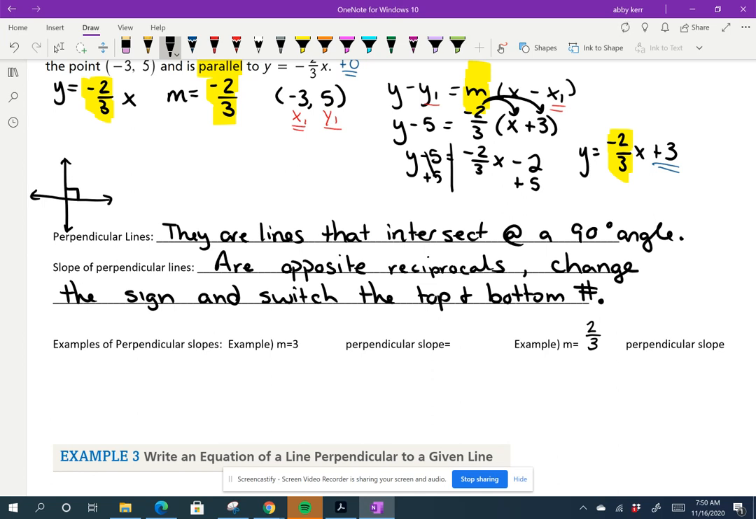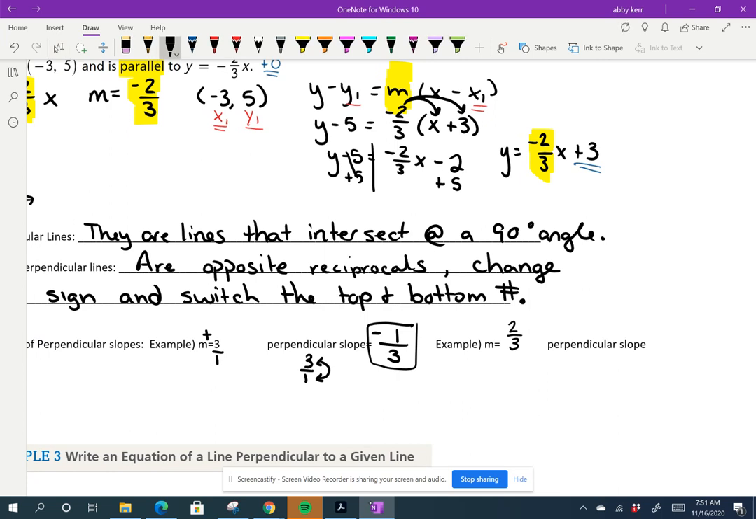So for example, if we have a slope of m, which is 3, we can write that as 3 over 1. Now notice that was a positive. To make that a perpendicular slope, the opposite of a positive is a negative. And then what we would do to that 3 over 1, we would switch the numerator and the denominator. So 3 was on top, now 3 is on bottom. 1 was on bottom, now it's on top. So this would be a perpendicular slope.